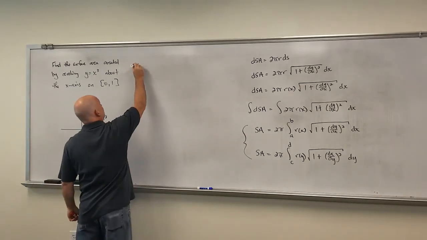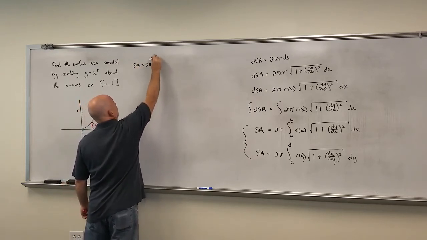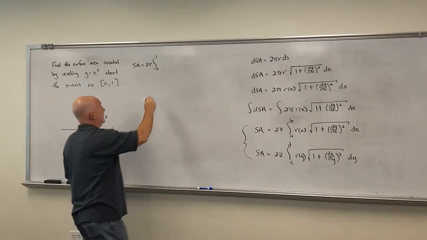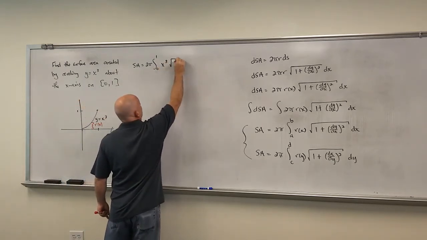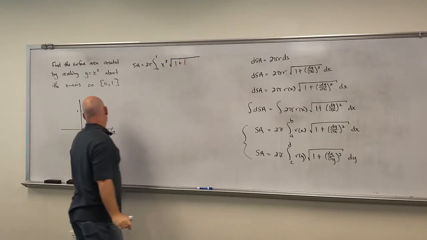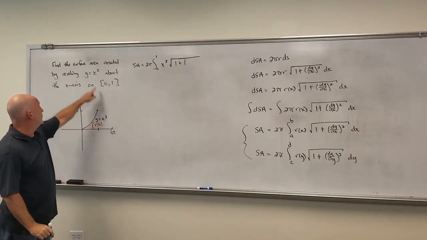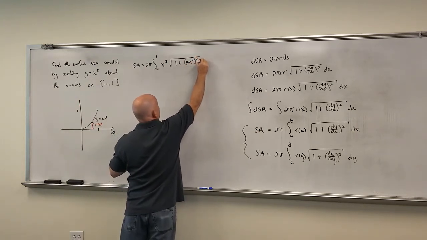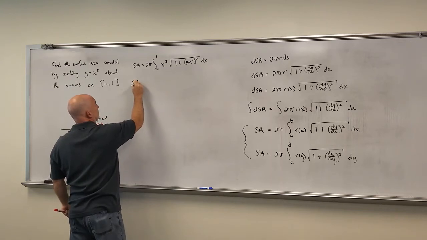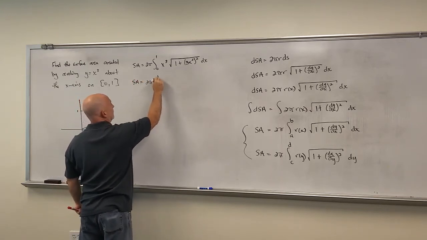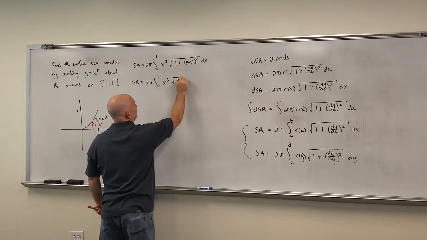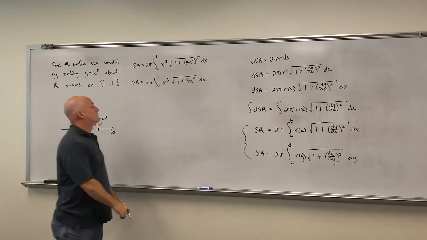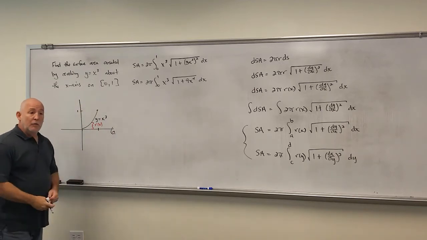So our surface area is going to be 2 pi, integral from 0 to 1. Our radius function here is x cubed, so that's x cubed, square root 1 plus, well, that's easy enough. The derivative of x cubed would be 3x squared, dx. So 2 pi, 0 to 1, x cubed, square root of 1 plus 9x to the 4th dx. Okay, so there's what we have to integrate.